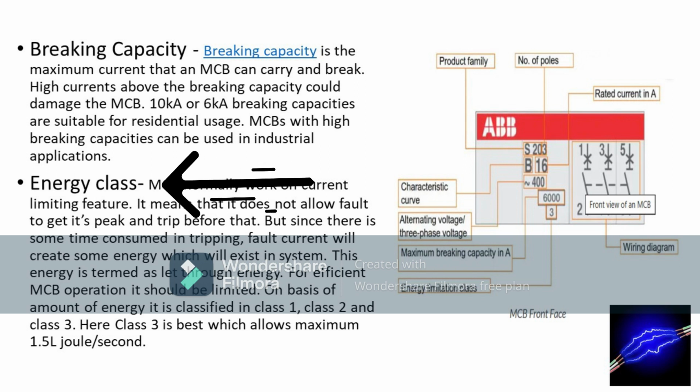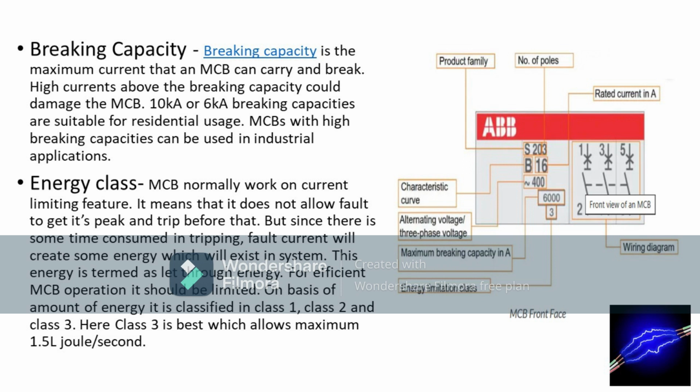The next important point is energy class. MCB works on current limiting feature. So basically it allows some current to flow through it before it gets tripped. Okay, so there is some time consumed in the tripping. The fault current will create some energy which will exist in the system. This energy is termed as let-through energy. For efficient MCB operation, it should be limited. On the basis of amount of energy, it is classified in class 1, 2 and 3. Class 3 allows the least let-through energy.